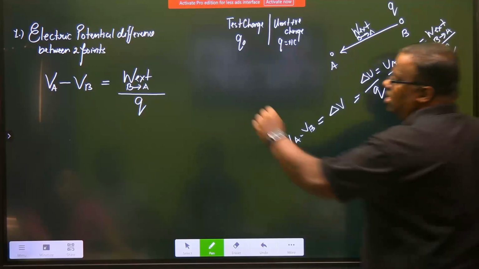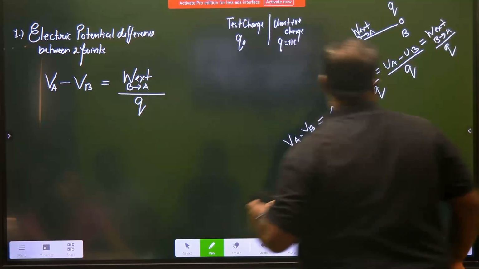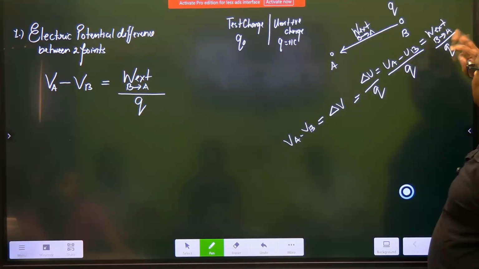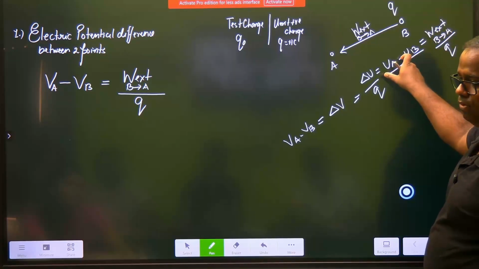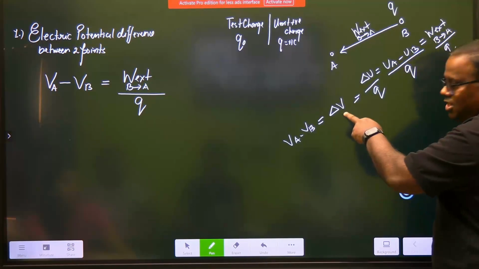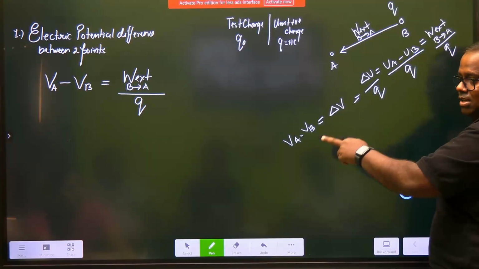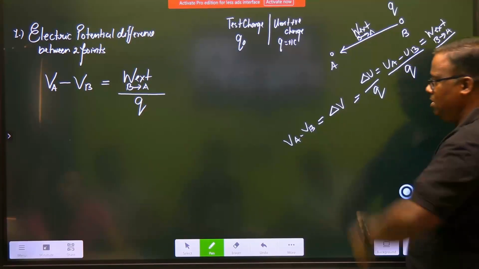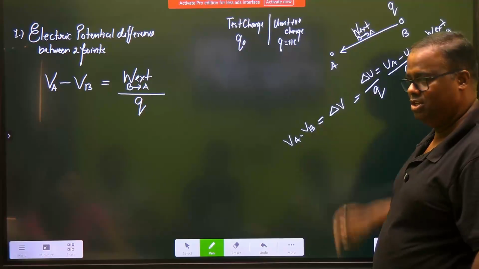When you move, you do some external work. This external work is stored as the energy difference. When the energy difference is divided by the charge, you get the potential difference, delta V. And delta V is VA minus VB, which is the final potential minus initial potential.